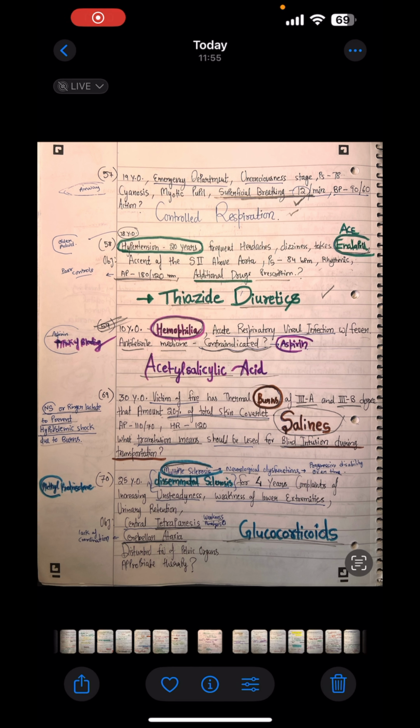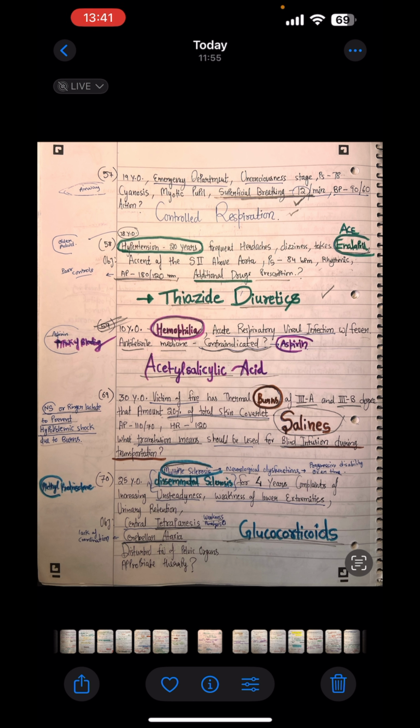Next patient, patient number 58, says that he has had hypertension for 20 years, with frequent headaches and dizziness. He is taking an ACE inhibitor, enalapril. Objectively, the accentuated S2 above the aorta. So what does it mean, guys? It means aortic hypertension.